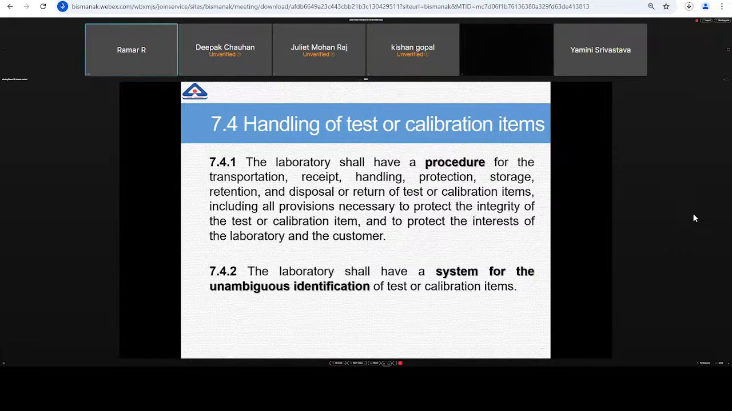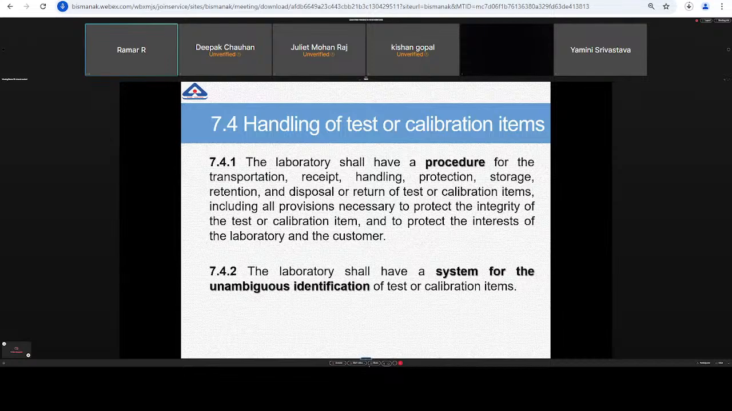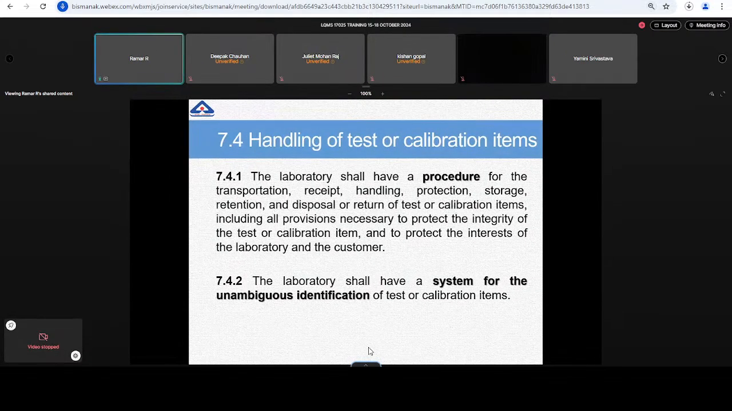So how to code the sample? The laboratory must have the system. In certain cases, the item given to the laboratory may be a single piece, or it may have multiple pieces or packs representing a single sample. In that case, where multiple packs are representing a single sample, each and every pack must be identified by the unique system, with whatever code is given. So that is to be taken care of.